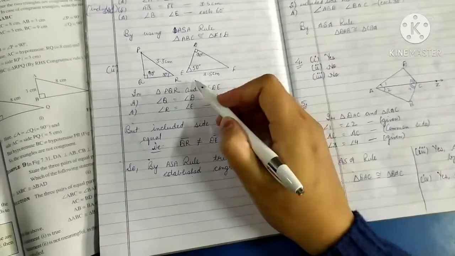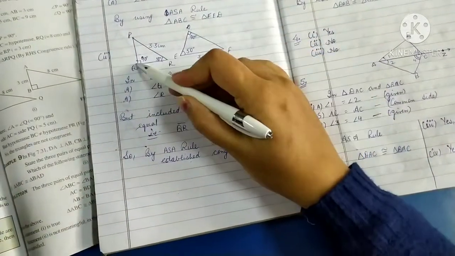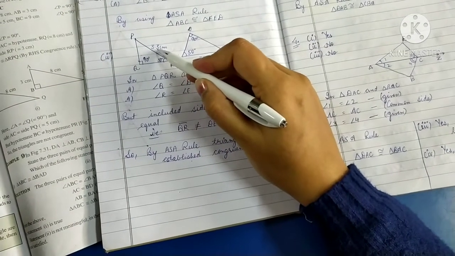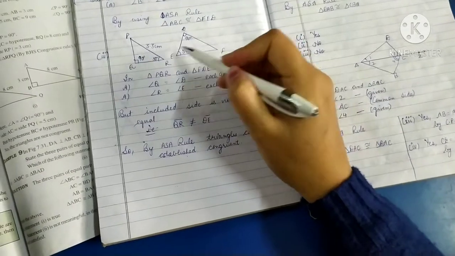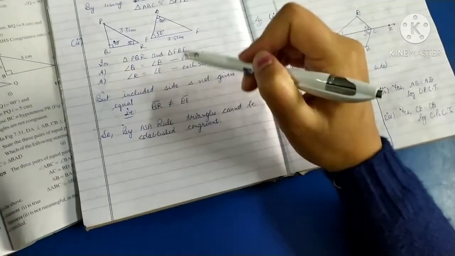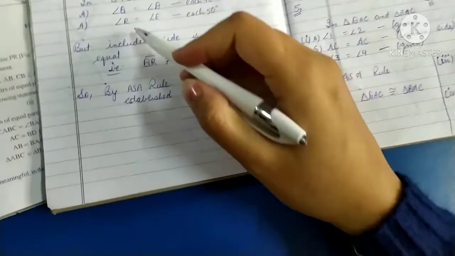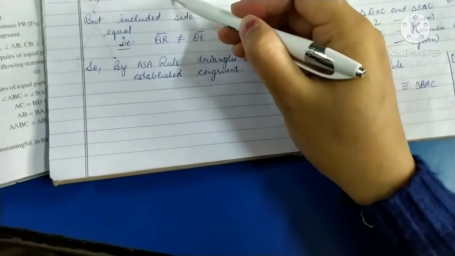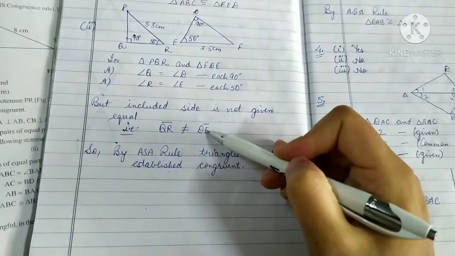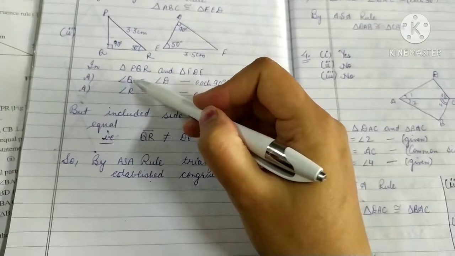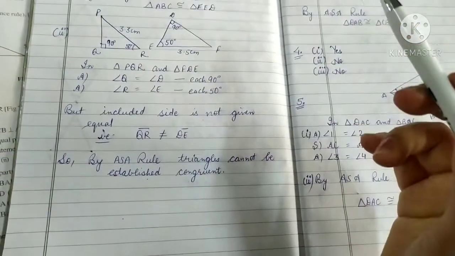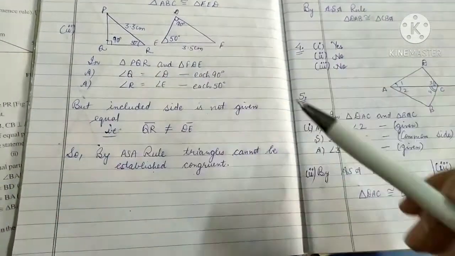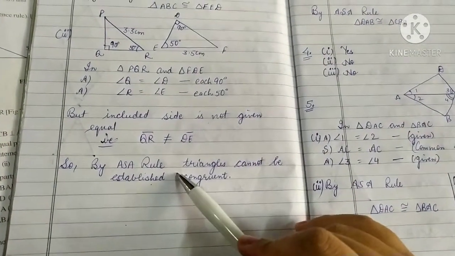Similar is the next question. But what we see here is that the angles are given equal, but this is the side outside the angles, and here is also a side outside the angles. And those are not given equal. But we will write the included side. So the included side is QR from here, DE from here. And if we see the included sides QR and DE, these are not given equal to us. So if these are not given equal, we cannot apply the ASA rule.